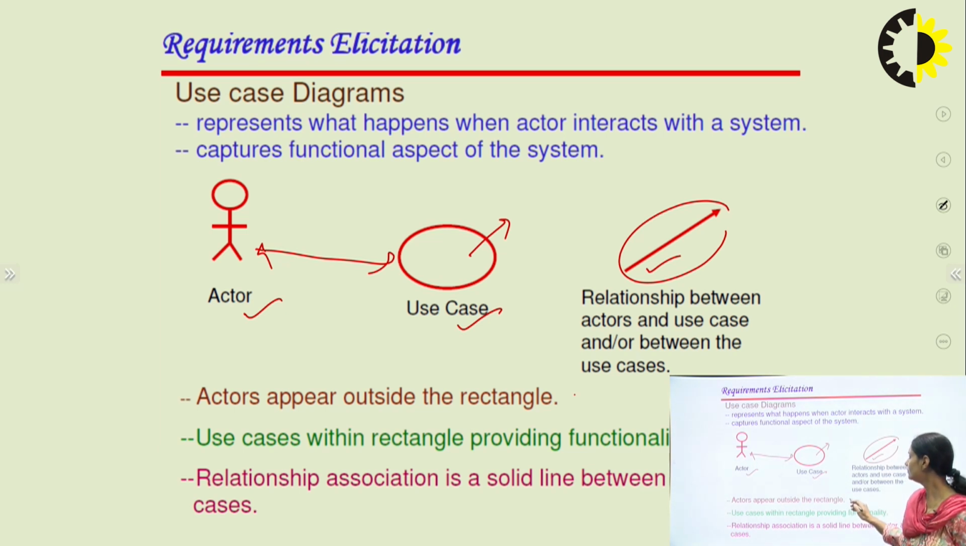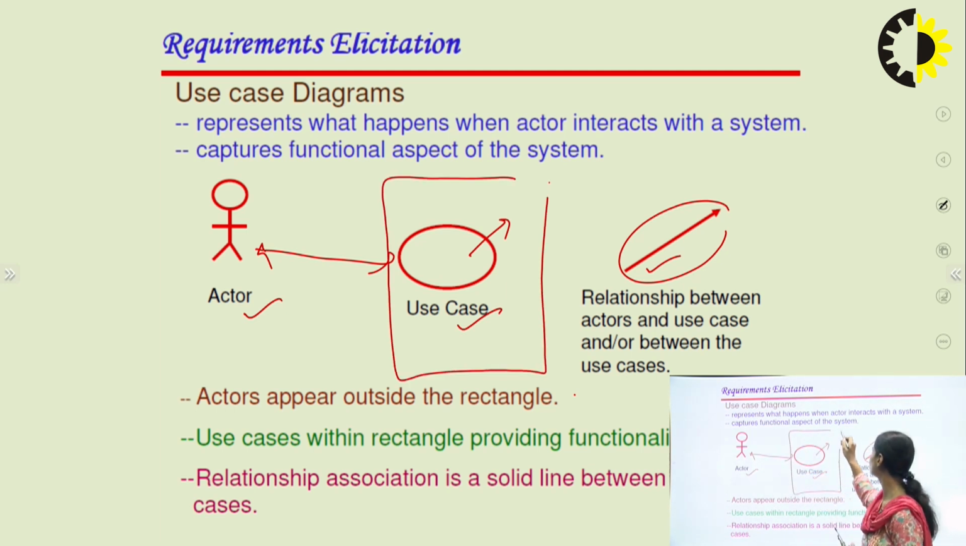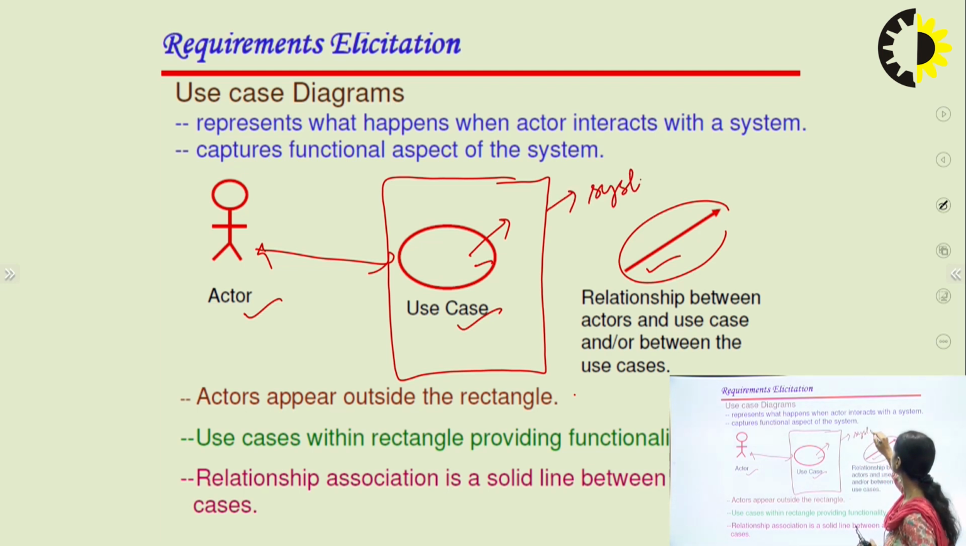Then these use cases are enclosed in a rectangle, which represents the total system or the subsystem, and includes the different use cases or modules in the system or in the software. So this can be considered as the system of a software.